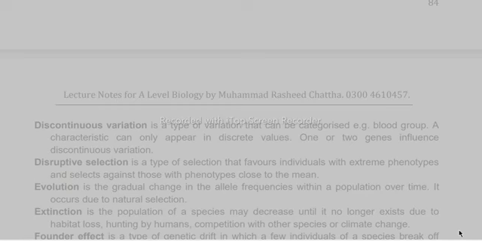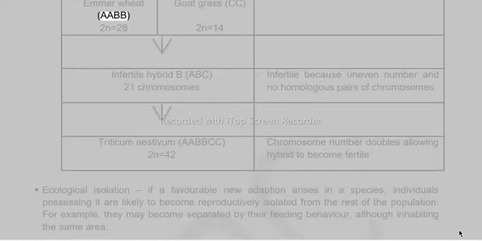Emmer wheat, AABB, 2n equals 28. Goat grass, CC, 2n equals 14. Infertile hybrid B, ABC, 21 chromosomes, infertile because uneven number and no homologous pairs of chromosomes. Triticum aestivum, AABBCC, 2n equals 42; chromosome number doubles allowing the hybrid to become fertile.